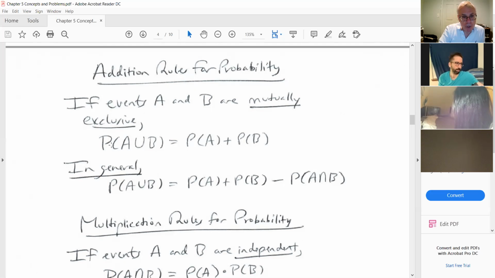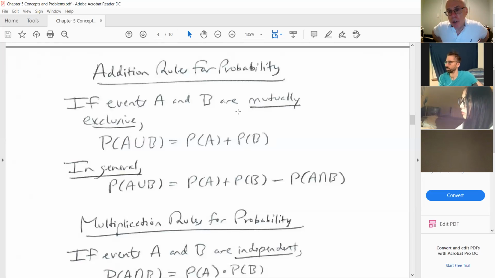We're going to talk about this, and I'll go through the PowerPoint in a minute, but I want to go through these formulas here. If we look at two events and we want to know the probability of one event happening or the other event happening, and the two events are what are called mutually exclusive. Mutually exclusive means the two events can never occur at the same time.